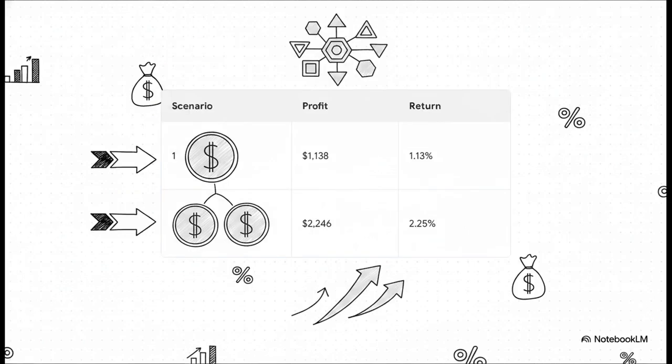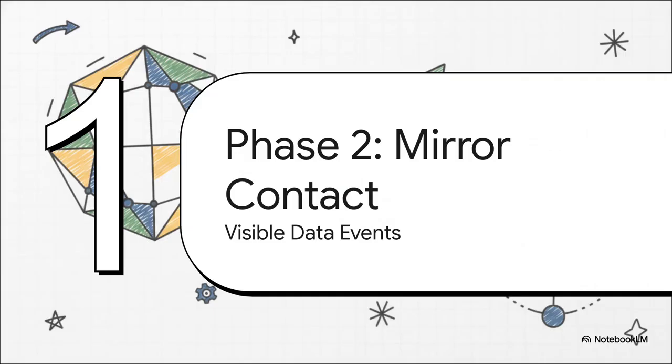So, just following simple arithmetic based on those target levels. Scenario 1, which means exiting the first entry at target 3, yields an expected profit of $1,138. That's a 1.13% return. Scenario 2, where both entries hit their respective targets, yields a profit of $2,246, bringing the expected return up to 2.25%. All right, let's transition into Phase 2, mirror contact.